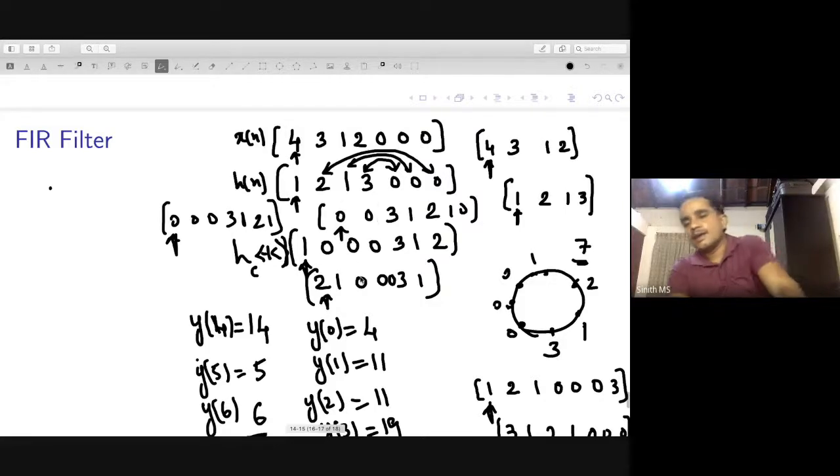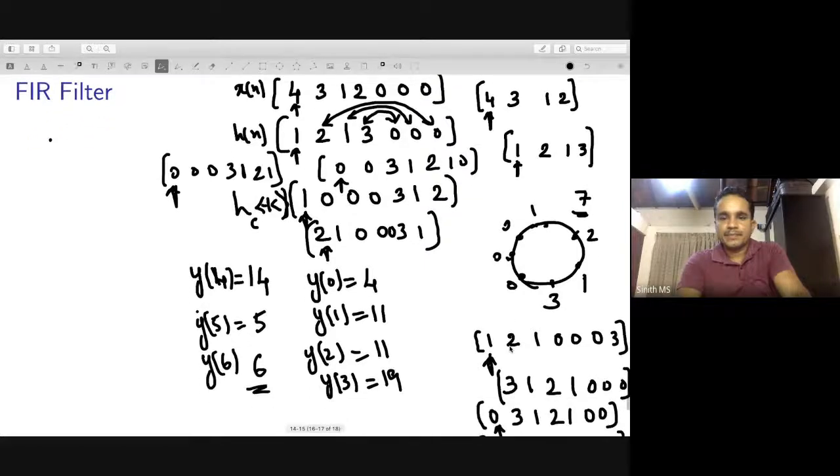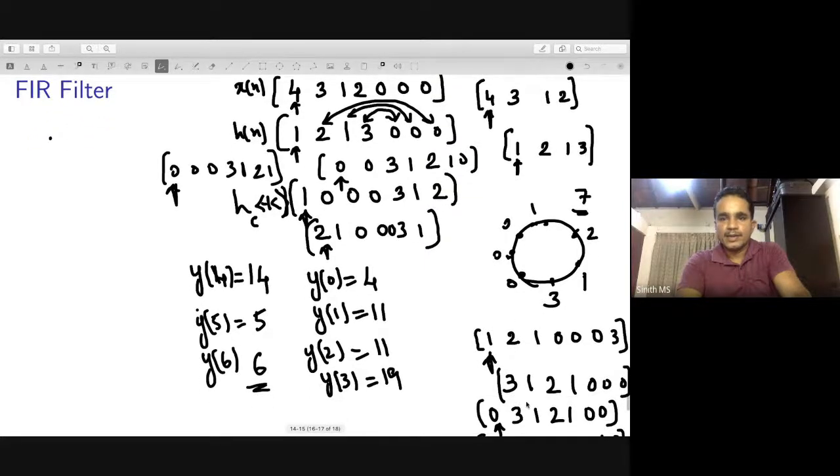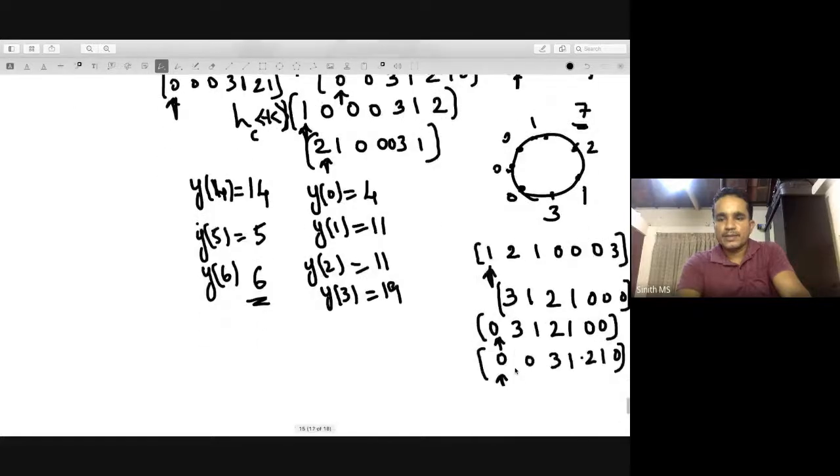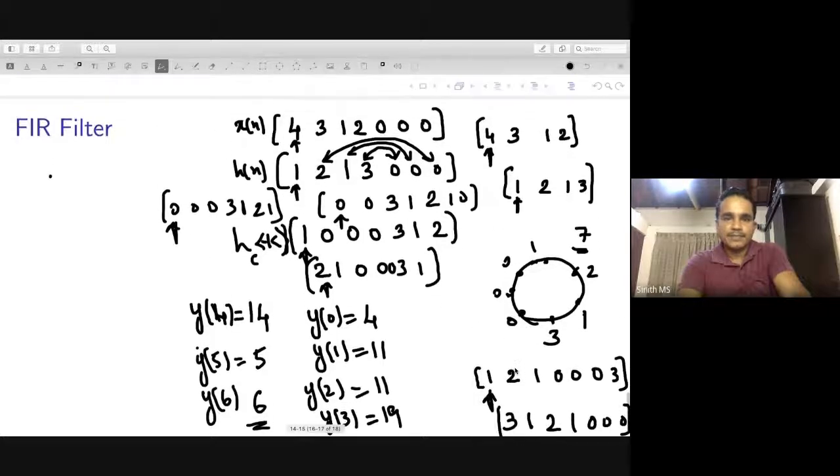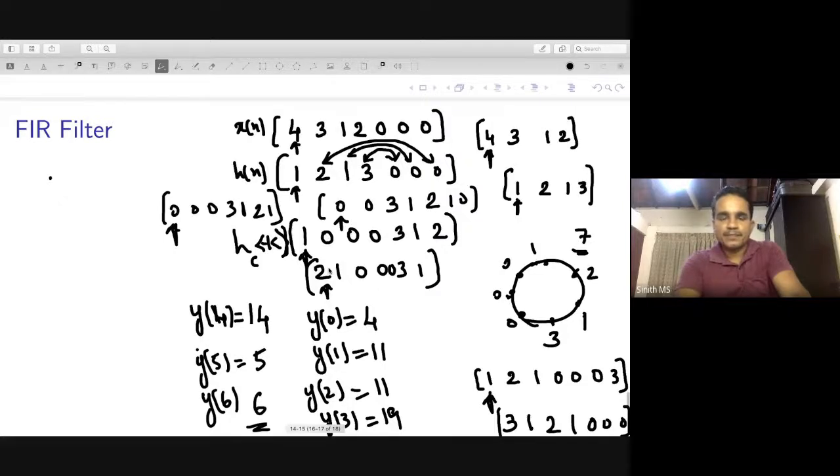And if you do a time reversal and circular shifting, you can see what happens when you do the first circular shifting. Instead of 1, 0, 0, 0, 3, 1, 2, this 2 comes here. So you get 2, 1, 0, 0, 0, 3, 1.